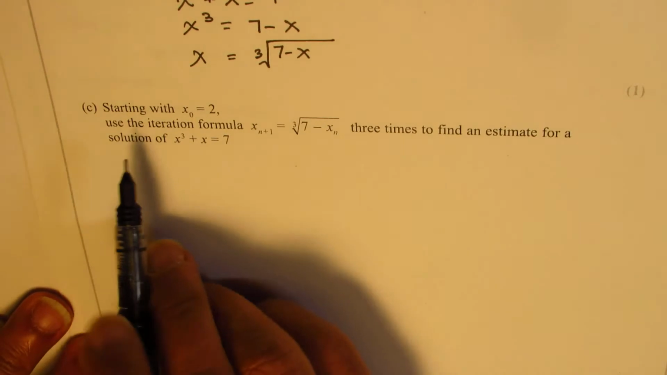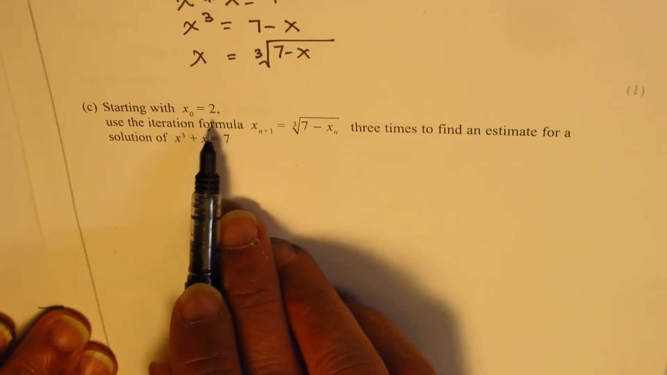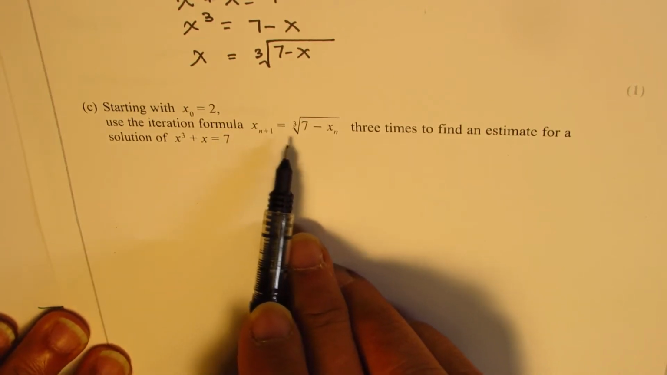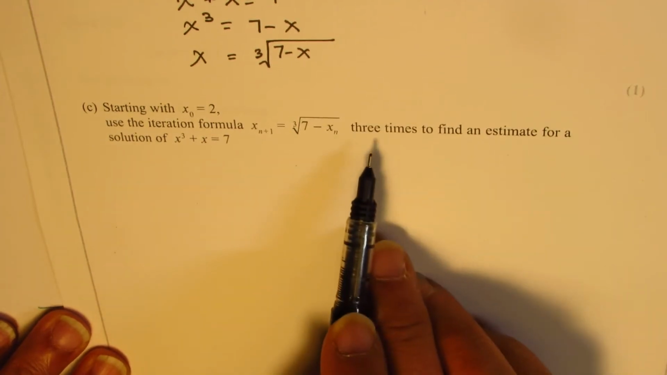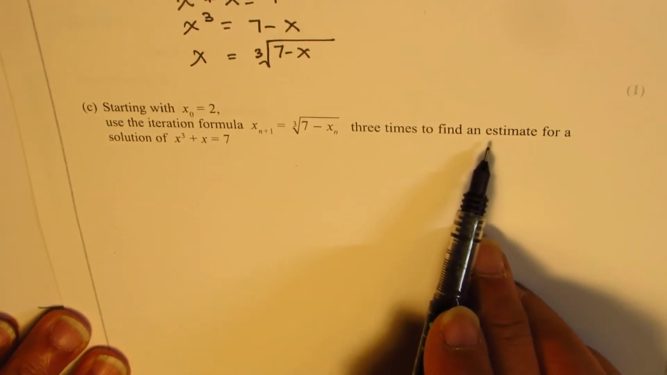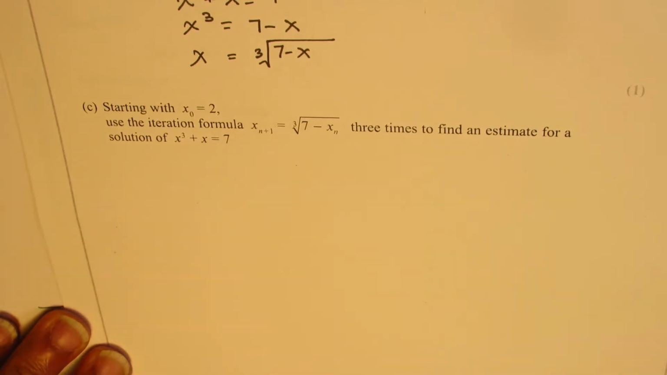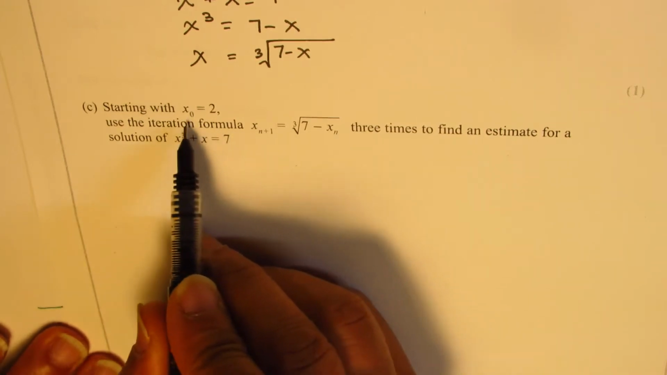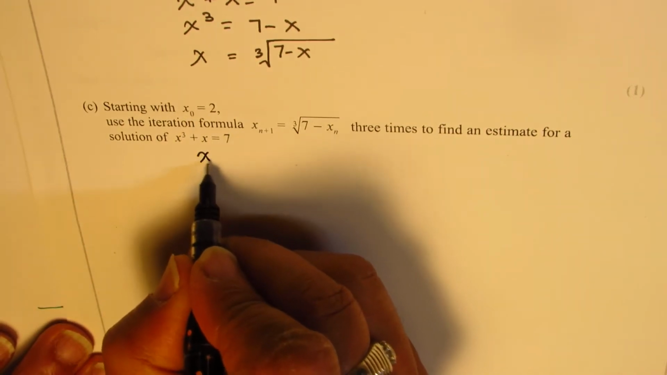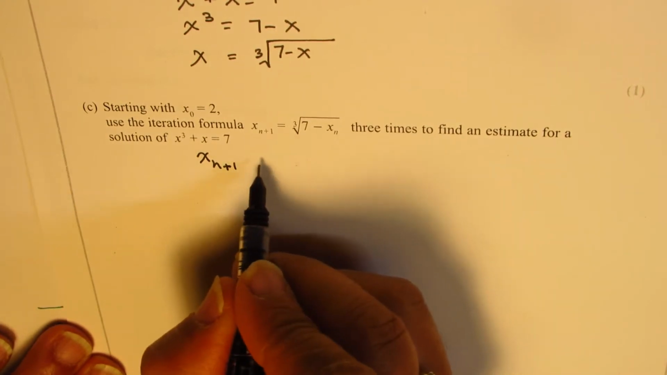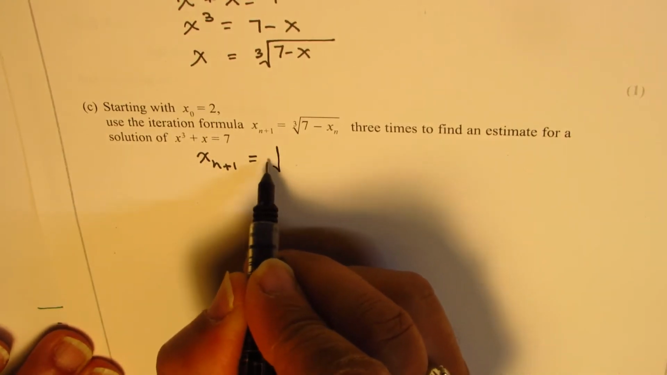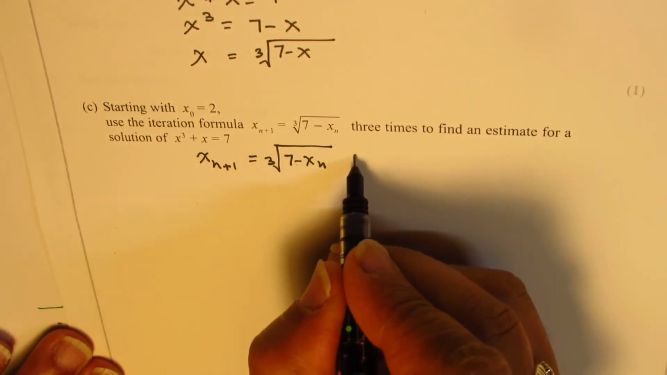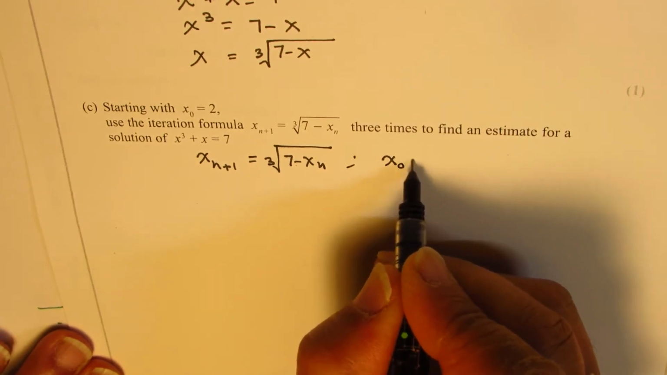Now the last part here is to adopt the iteration method. So part C is, starting with x0 equals 2, use the iteration formula xn plus 1 equals cube root of 7 minus xn 3 times to find an estimate for the solution of this equation, right? So basically, we will begin by substituting x0 in this value, so we can find the value xn plus 1, right? So the formula is given to us, cube root of 7 minus xn. Now we'll substitute x0 equals 2.